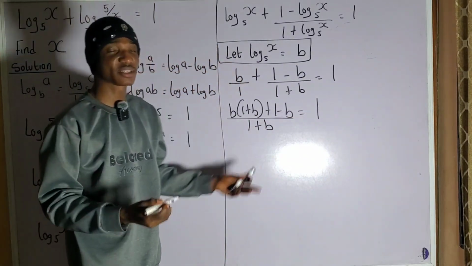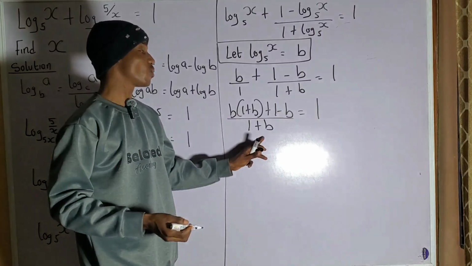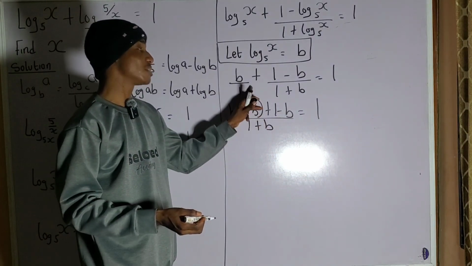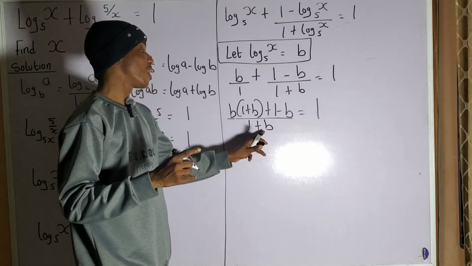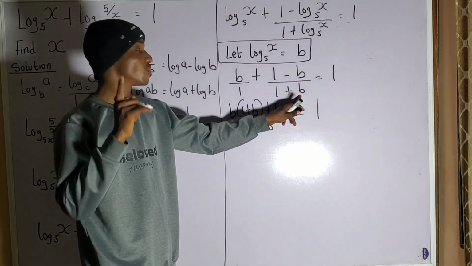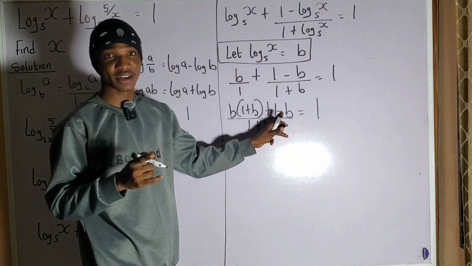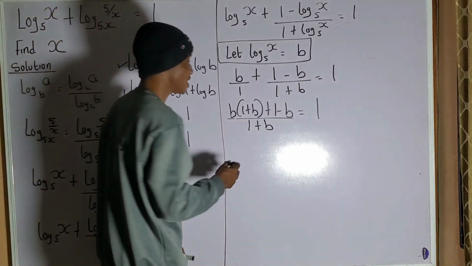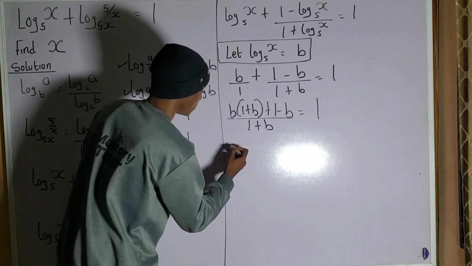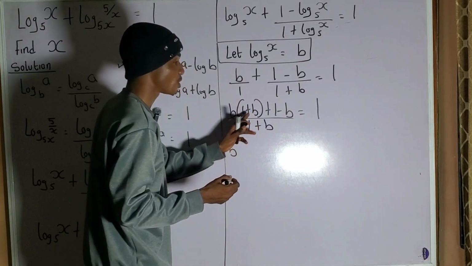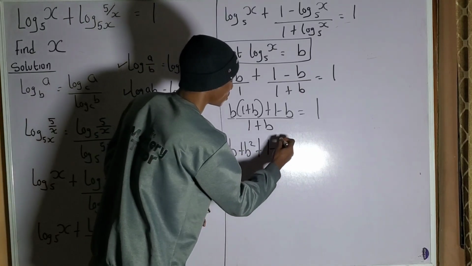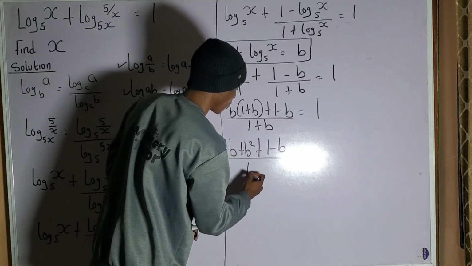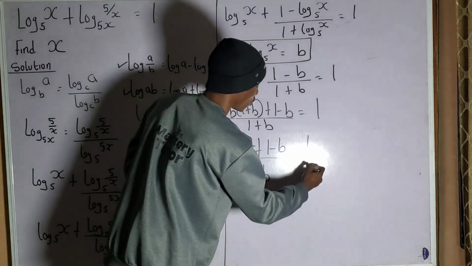All I did was take the LCM. The LCM of this and this is what? 1 plus b. 1 plus b divided by 1 is 1 plus b, times b. That is this. 1 plus b divided by 1 plus b is 1, and 1 times (1 minus b) gives me this, right? So I've not done anything else. b times 1 is b, b times plus b is plus b squared, plus 1 minus b, all over 1 plus b equals 1, right?